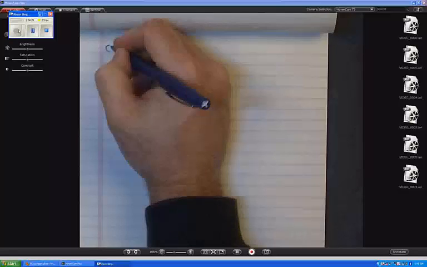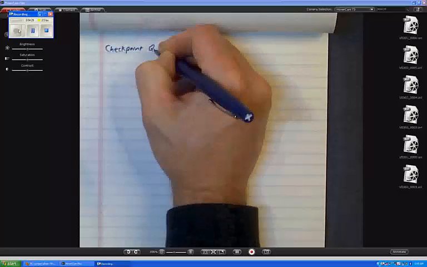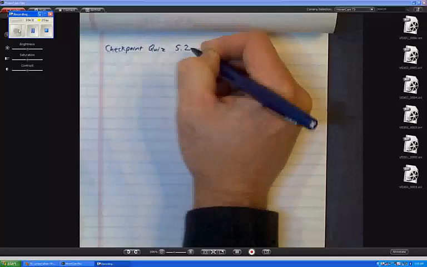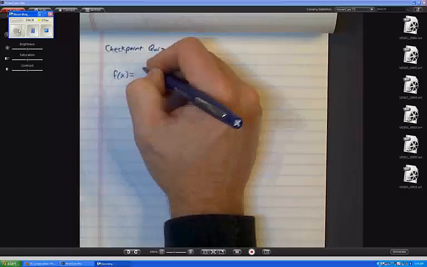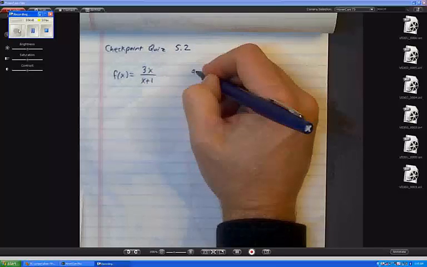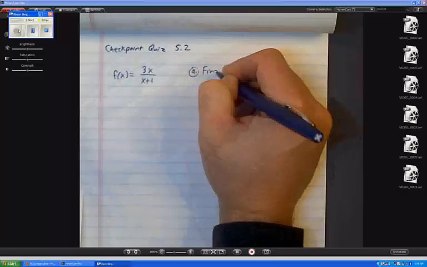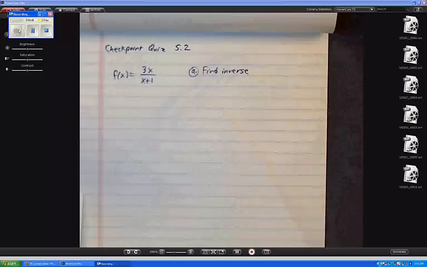Checkpoint quiz 5.2. They give me this function. f of x equals 3x over x plus 1. Part A says find the inverse. I'm going to do this real quick there, Barb, and then I'll do B. So find the inverse. Well, what's the steps?